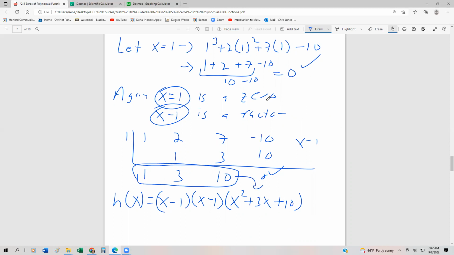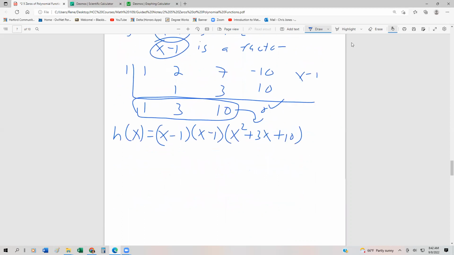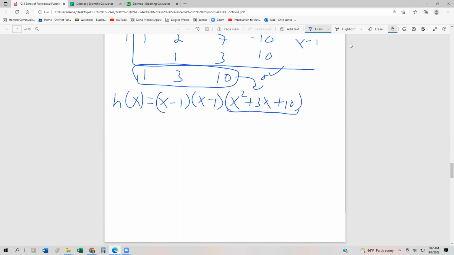division. Okay. Now, at this point, we could either try to factor this remaining trinomial, or we can use the quadratic formula. Okay. By the way, another way to write h of x would be x minus 1 squared, x squared plus 3x plus 10. And I want you to notice that this has a multiplicity of 2. Okay, so x equals 1 has a multiplicity of 2. So we need to hold on to that till the very end of the problem.